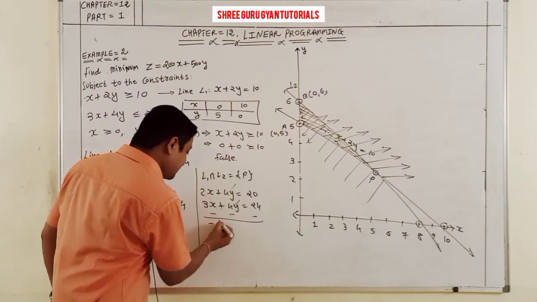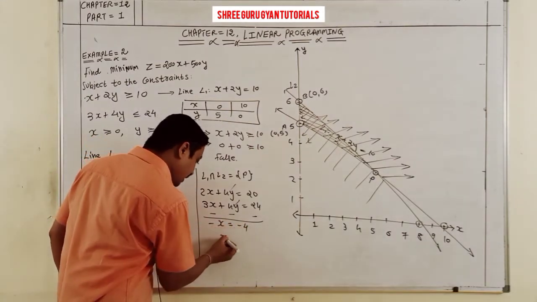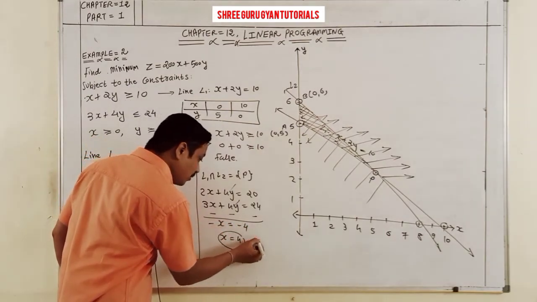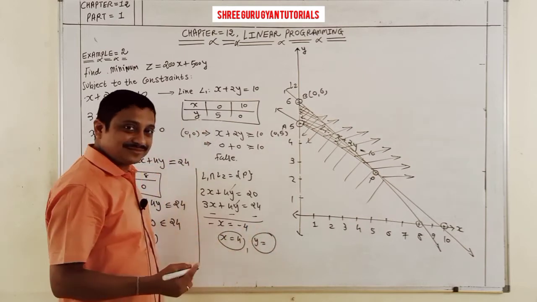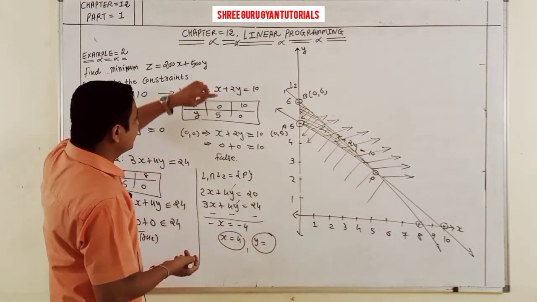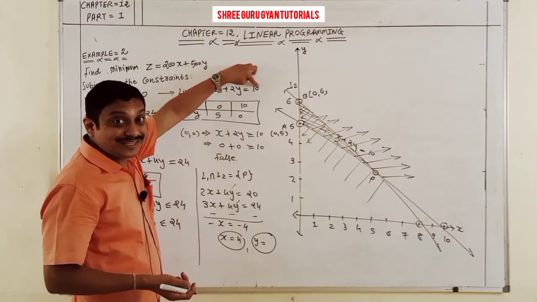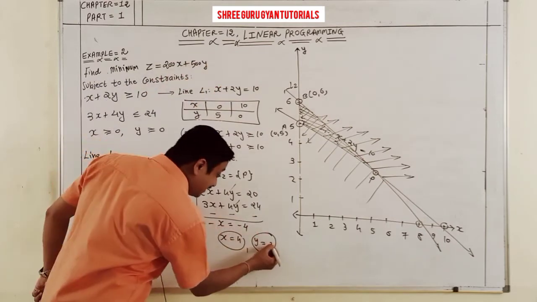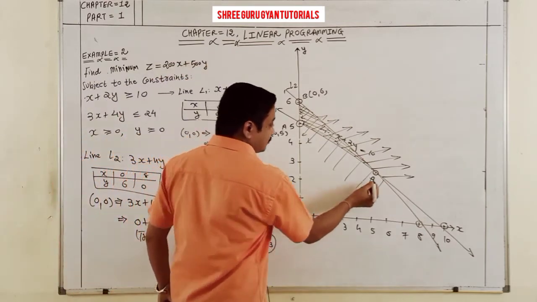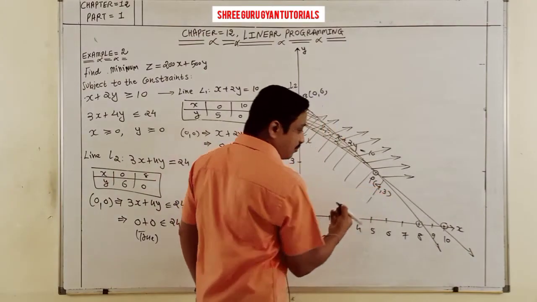That is your minus x equals minus 4. x is exactly 4, and students, y becomes, just apply x is equal to 4 here: 10 minus 4 is 6, 6 by 2 is 3. So it is 4 comma 3. That becomes your point P.